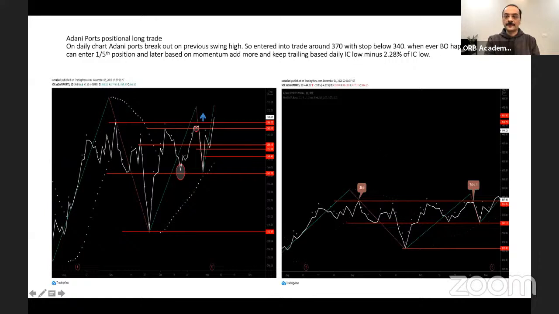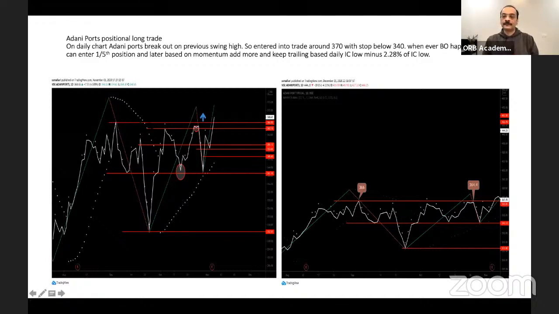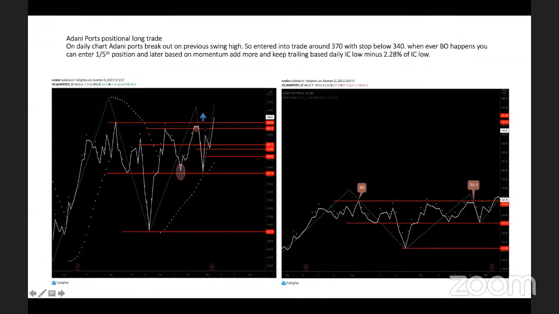Yeah, carry on, Shiva. Next coming to Adani Ports positional long trade. So on the daily chart there is a previous high breakout. If you look at my top red line on the chart, I gave an indication of buying. So that's where after the breakout, the next day I entered around 370, with the stop below 340.